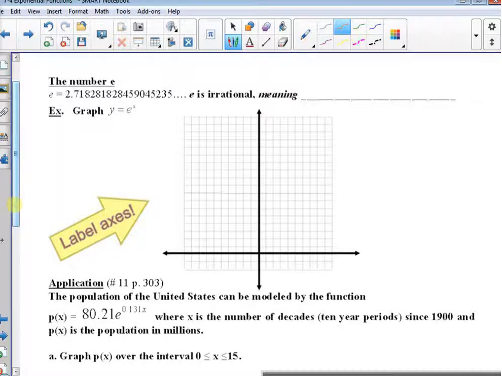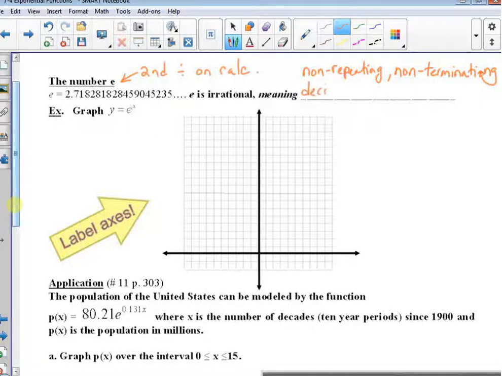The number e is an irrational number for right now. I'm just going to have you trust me on that. I believe it is second divide on your calculator. So you can look that up, and it will give you this part of this number. It is irrational. We're going to learn more about it in another chapter, but it comes into play here, and that means non-repeating. Remember the nit nerds, non-repeating, non-terminating. So, non-repeating, non-terminating decimals. They cannot be written as fractions.